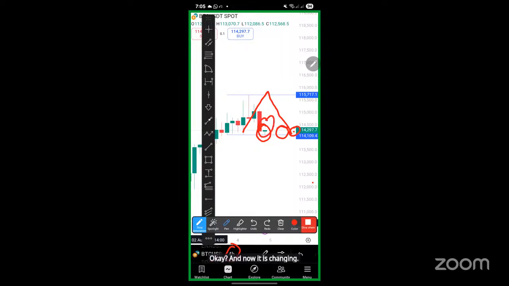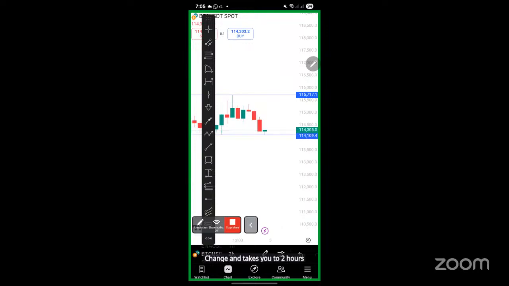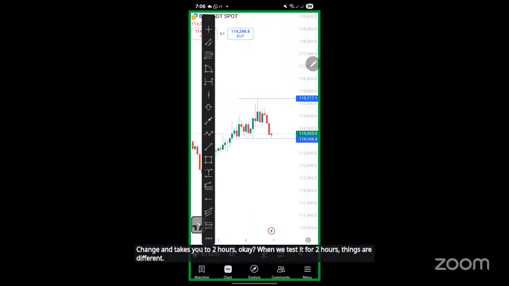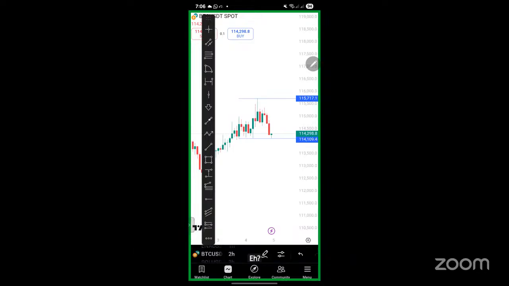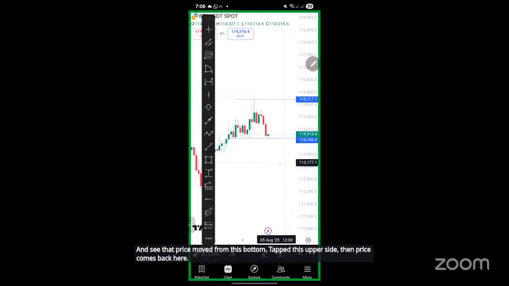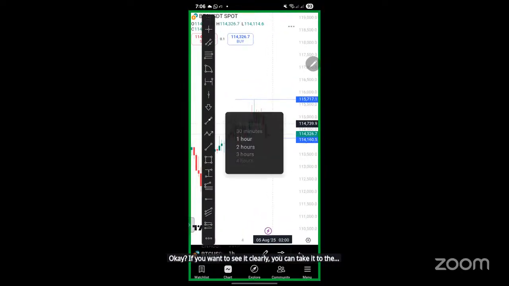So let's take this one to 2 hours. Change and take it to 2 hours. When you take it to 2 hours, things are different. There's something special happening. You see that price moved from this bottom, tapped this upper side, then comes back here. If you want to see it clearly, you can take it to 1 hour.